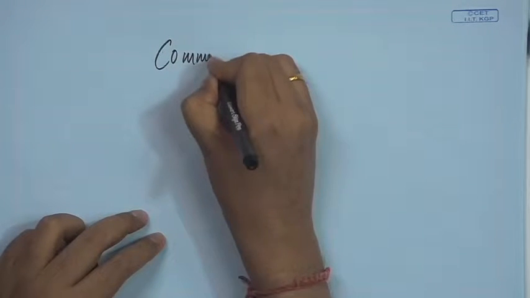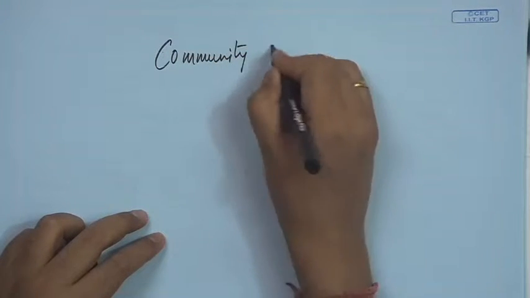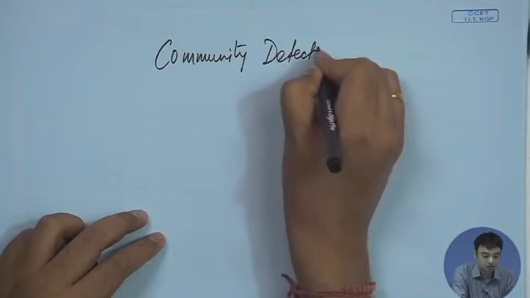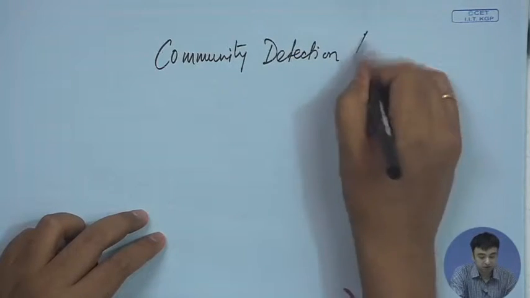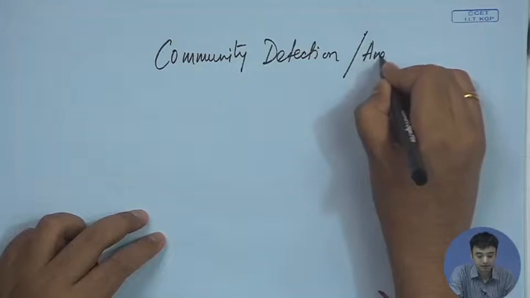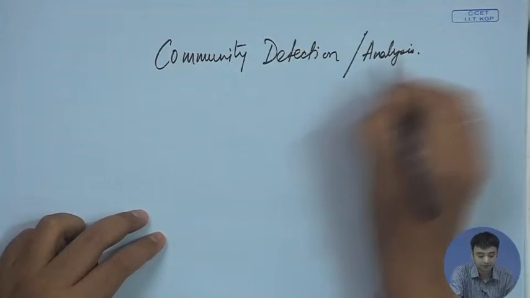So far we have been discussing the basic metric analysis of complex networks, and we have also looked into social network properties. Now we will look into more algorithmic methods, especially related to what we call community detection, or sometimes also called community analysis.